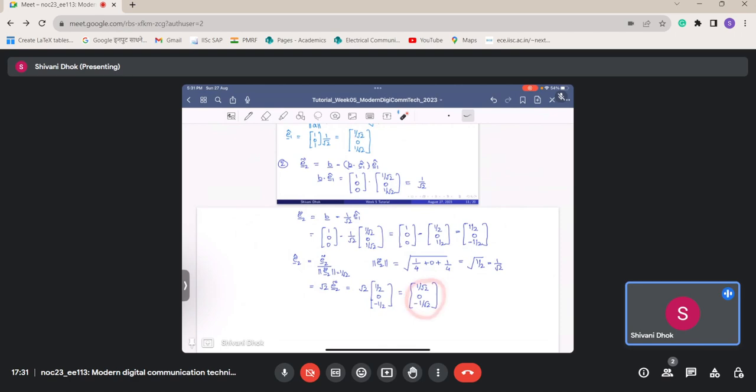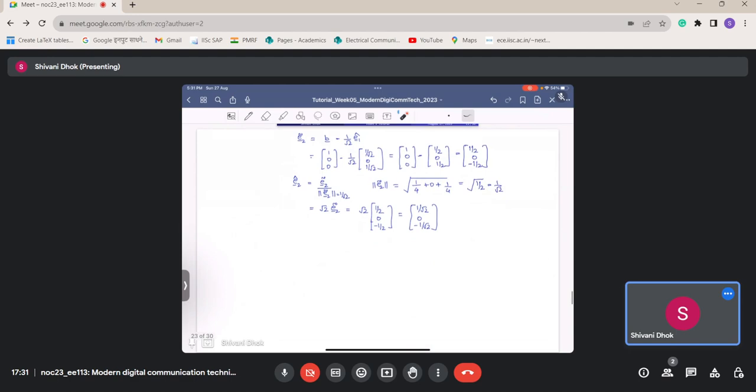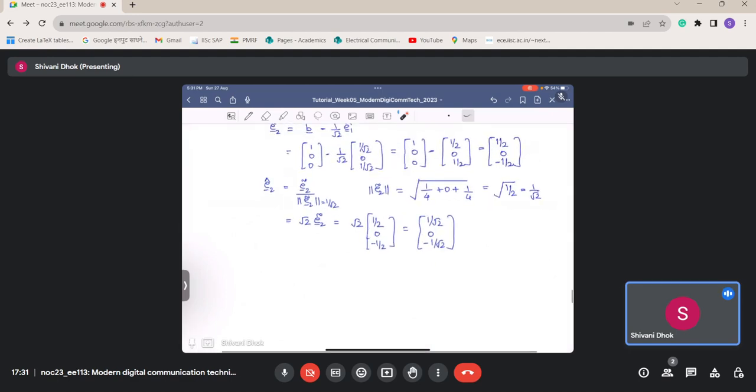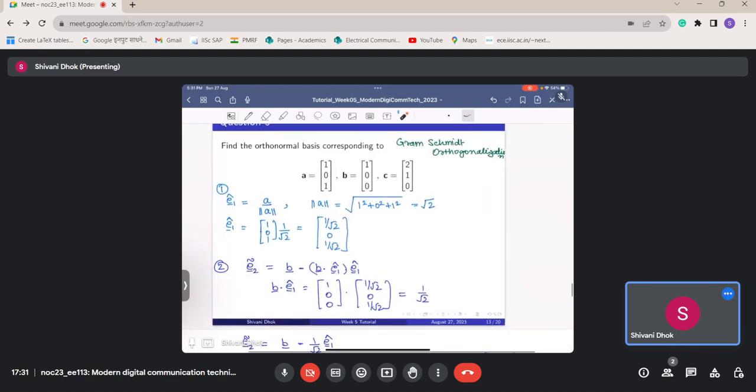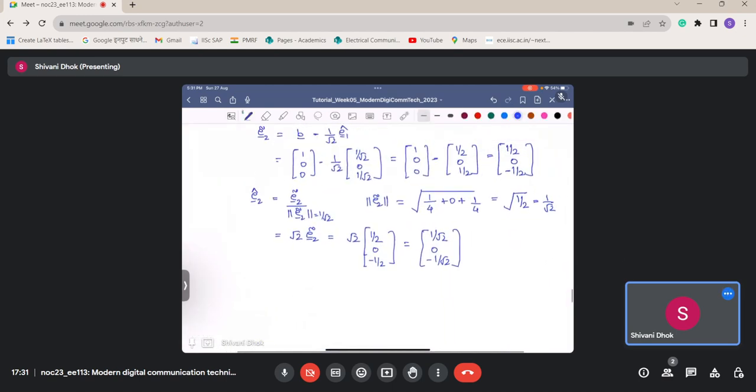So are these two orthogonal? A simple check we can do: 1 by root 2 into 1 by root 2 is 1 by 2, and 1 by root 2 into minus 1 by root 2 is minus 1 by 2. So the dot product of E1 hat and E2 hat is 1 by 2 plus 0 minus 1 by 2, which is zero. Yes, E1 hat and E2 hat are orthogonal. Quick checks like these allow you to verify whether you are doing things correctly. This is the second vector, and now we'll look at the third one.